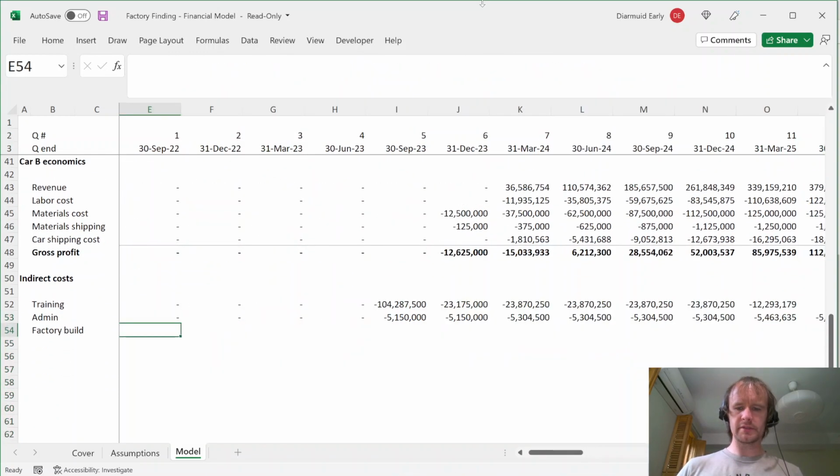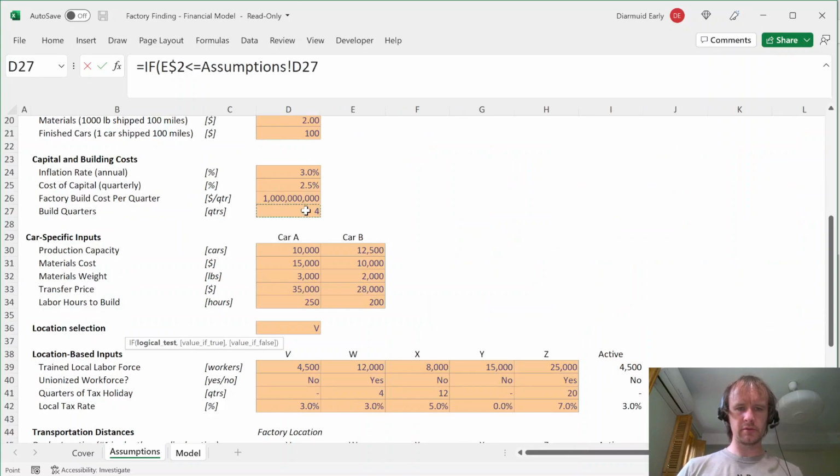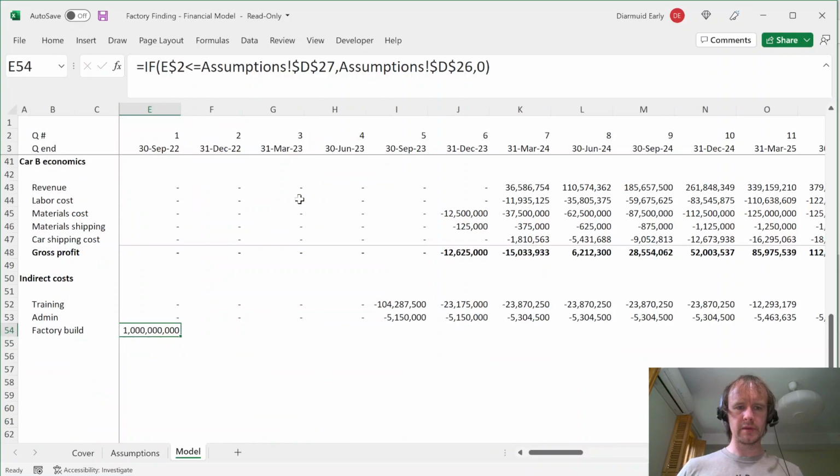And then the factory build itself is just going to be if month is less than or equal to build month, then build cost, and we're told that does not inflate, so it's just a straight $1 billion per quarter, otherwise 0. And again, that needs a minus sign because it's cost.